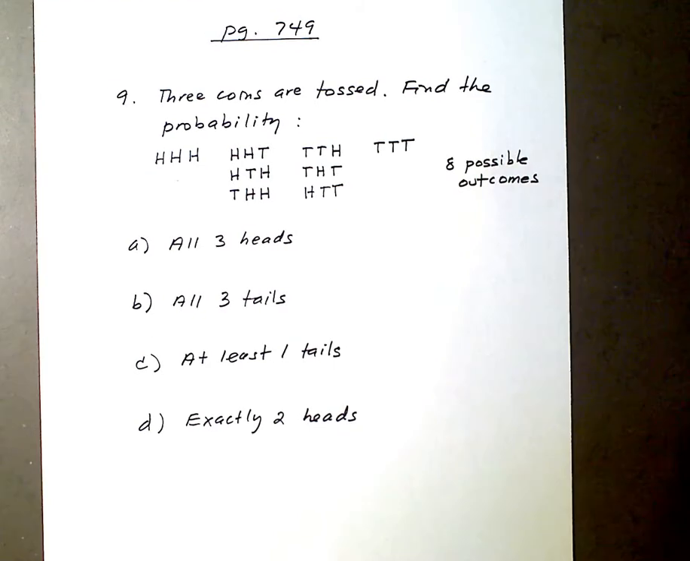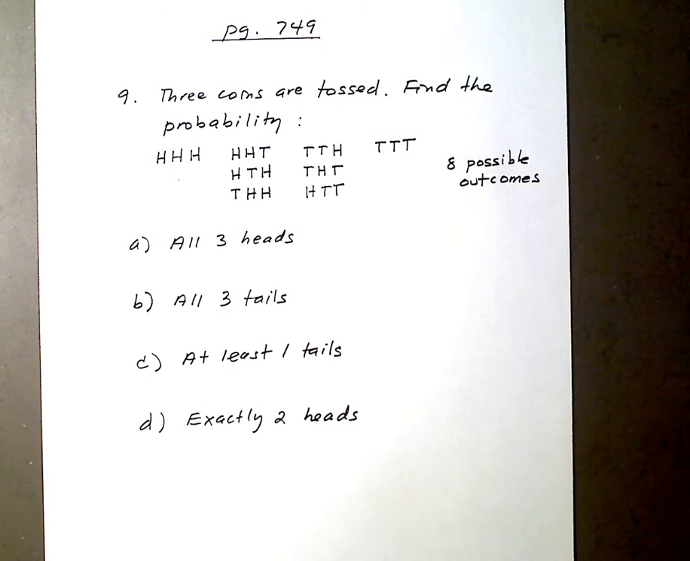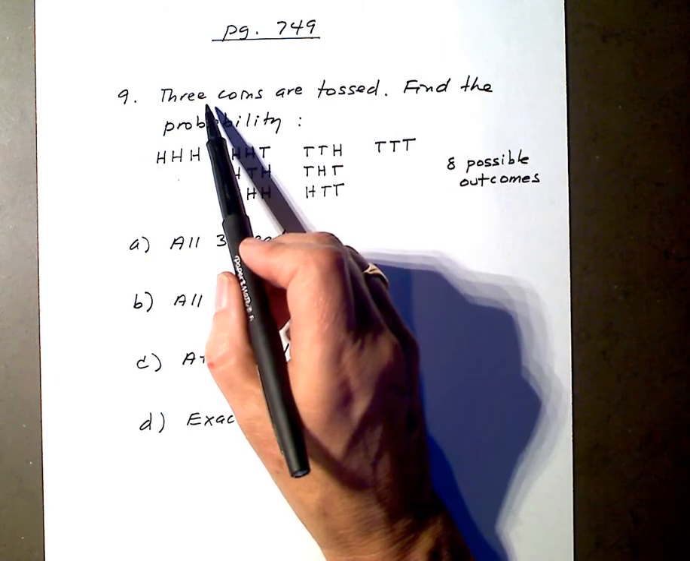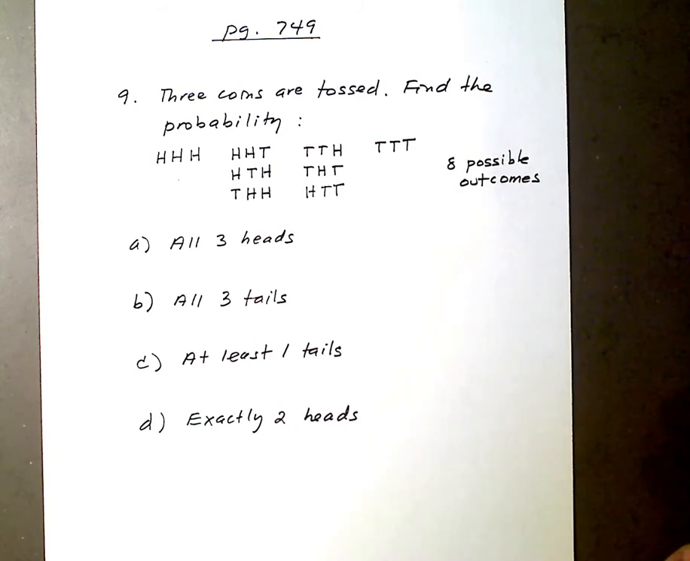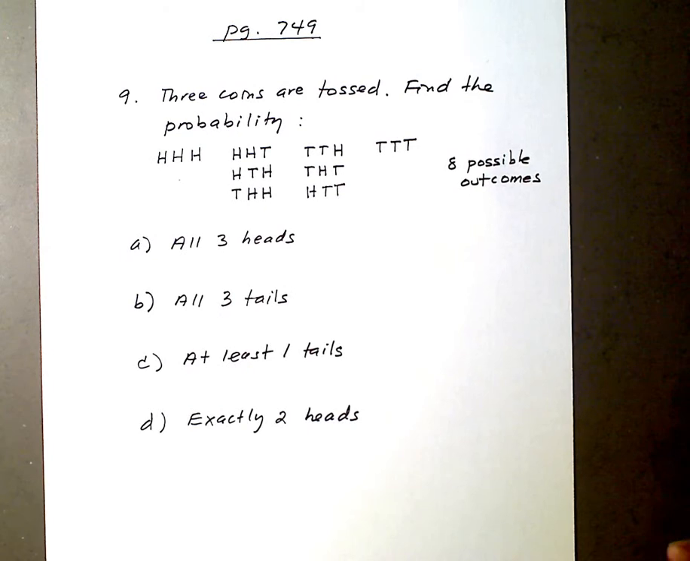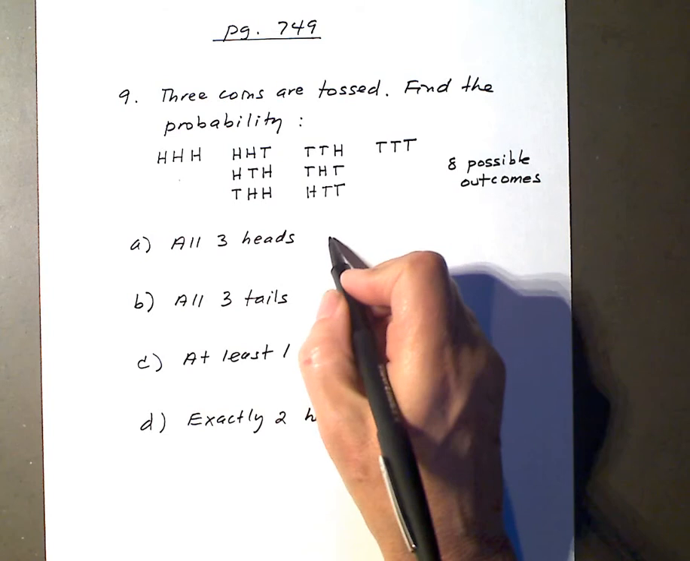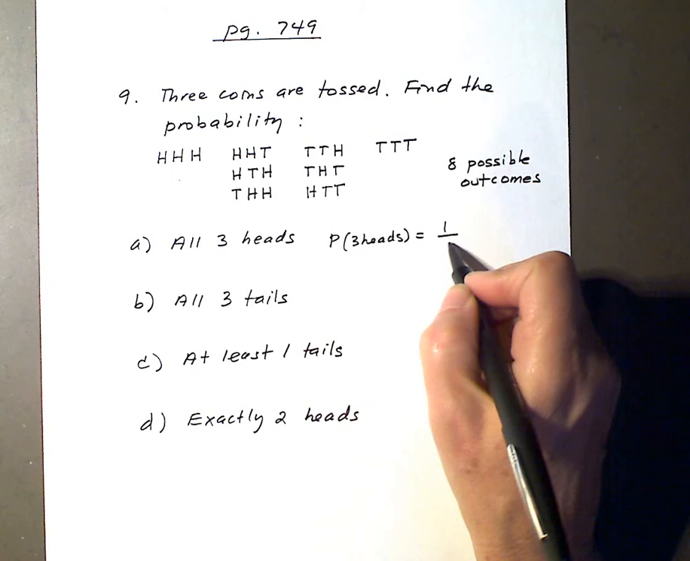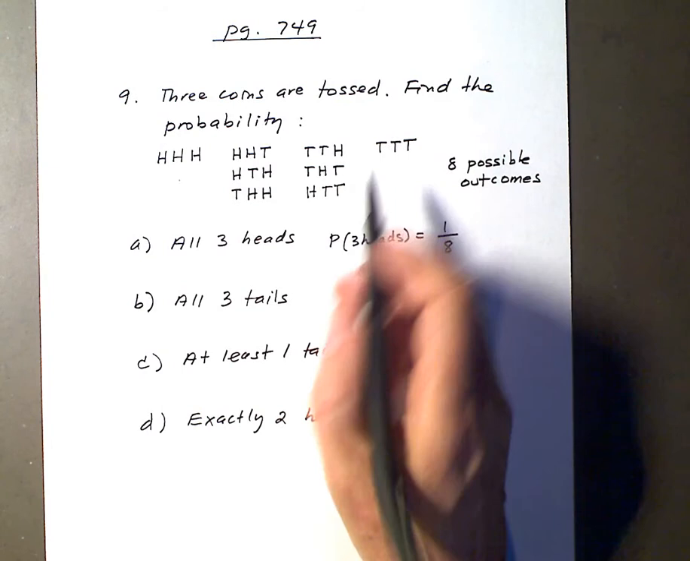Okay, and each individual outcome has a 1 out of 8 possibility of happening, which happens to go along with 3 coins, each having a 1/2 probability of having a head or a tails. So 1/2 times 1/2 times 1/2. So the probability that all 3 are heads, well, that's just this one. So 1 out of 8. Probability of 3 heads is 1 out of 8. The probability of all 3 tails is also 1 out of 8.